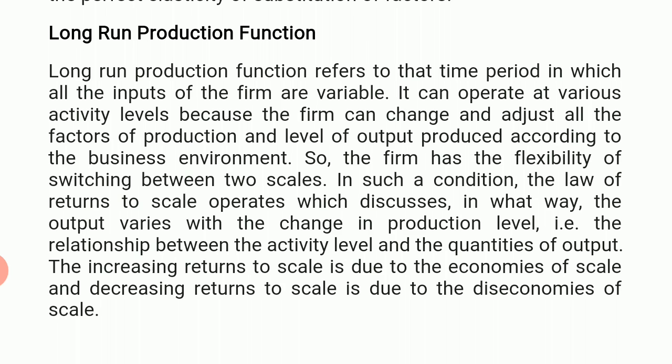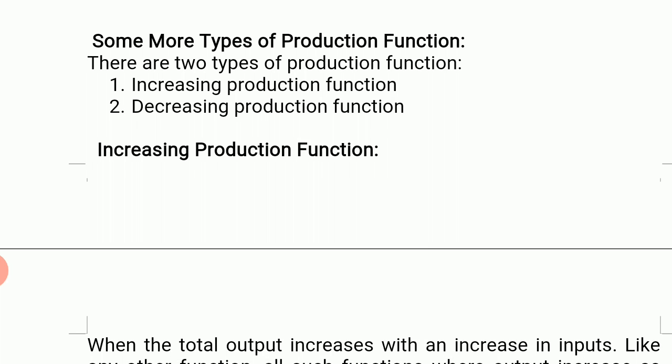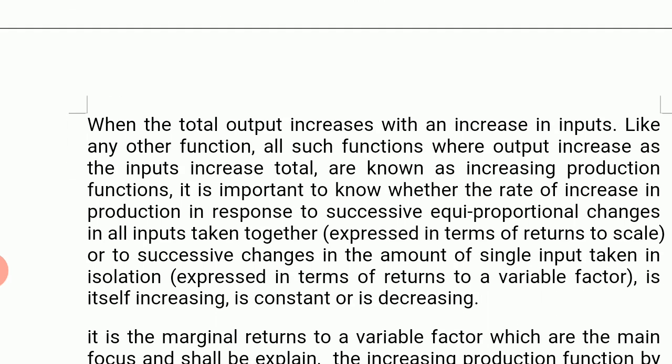In such a condition, the law of returns to scale operates, which discusses in what way the output varies with the change in production level, that is, the relationship between the activity level and the quantity of output. Increasing returns to scale is due to the economies of scale, and decreasing returns to scale is due to the diseconomies of scale. I have also shown two other types of production function. One is increasing production function and the second is decreasing production function.